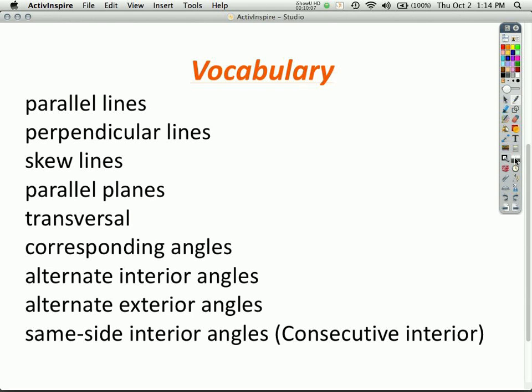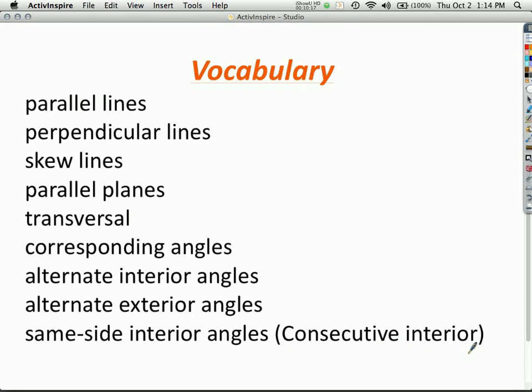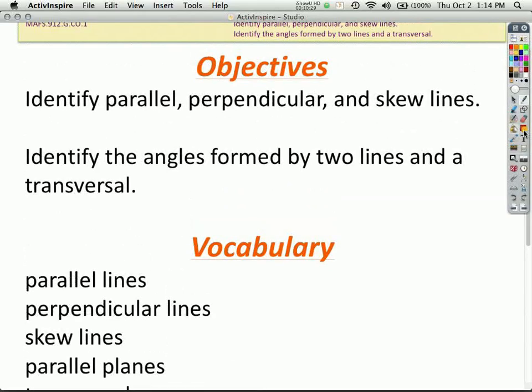The last vocabulary term, same side interior angles. That's what it's called. The publisher in the textbook calls it consecutive interior angles. They are interchangeable. So you're going to have to catch on to the fact that the publisher's calling it one thing and it means something that's the same but a different name. Okay? Any comments, questions so far?